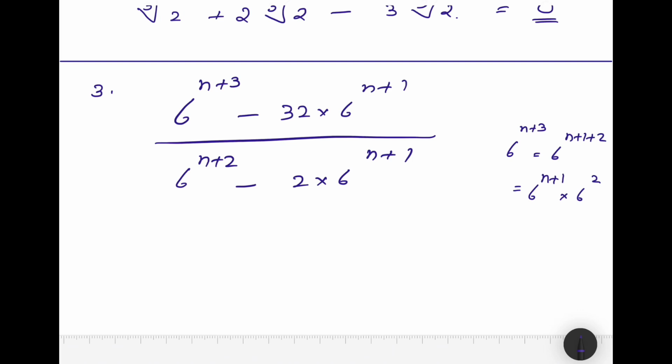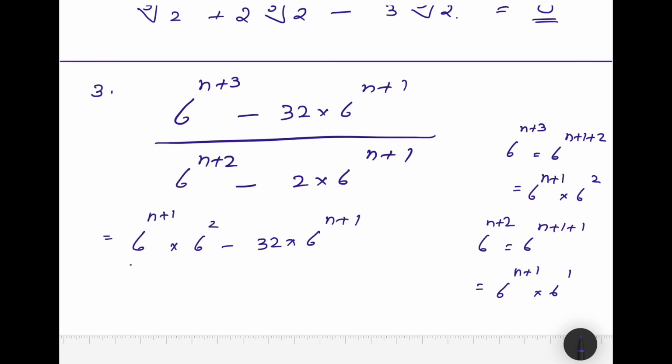We are writing this so that we can take the common factor out, and similarly 6 to the power of n plus 2 can be written as 6 to the power of n plus 1 plus 1, which in turn can be written as 6 to the power of n plus 1 into 6 to the power of 1. So this is equal to 6 to the power of n plus 1 into 6 squared minus 32 into 6 to the power of n plus 1 by 6 to the power of n plus 1 into 6 minus 2 into 6 to the power of n plus 1.